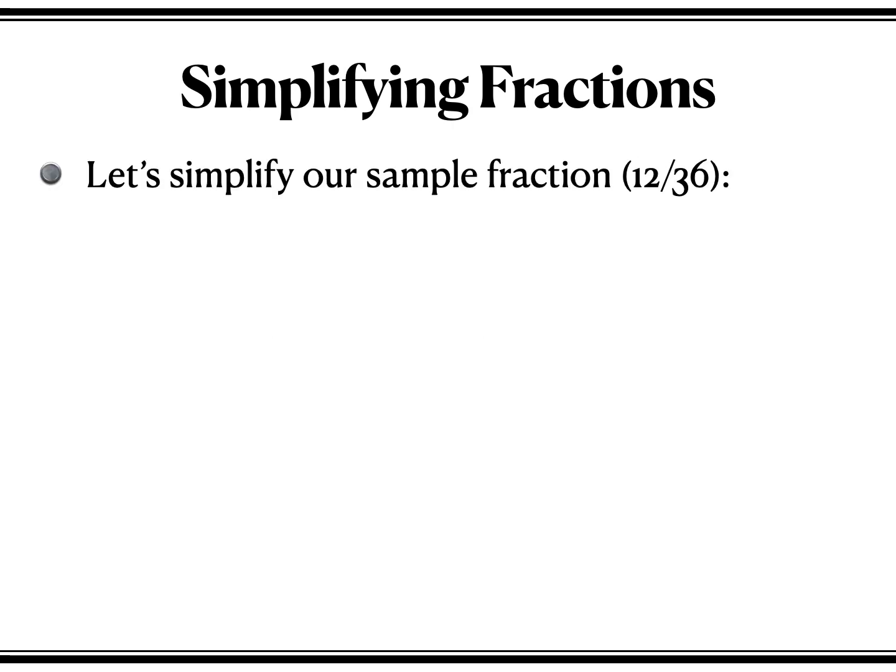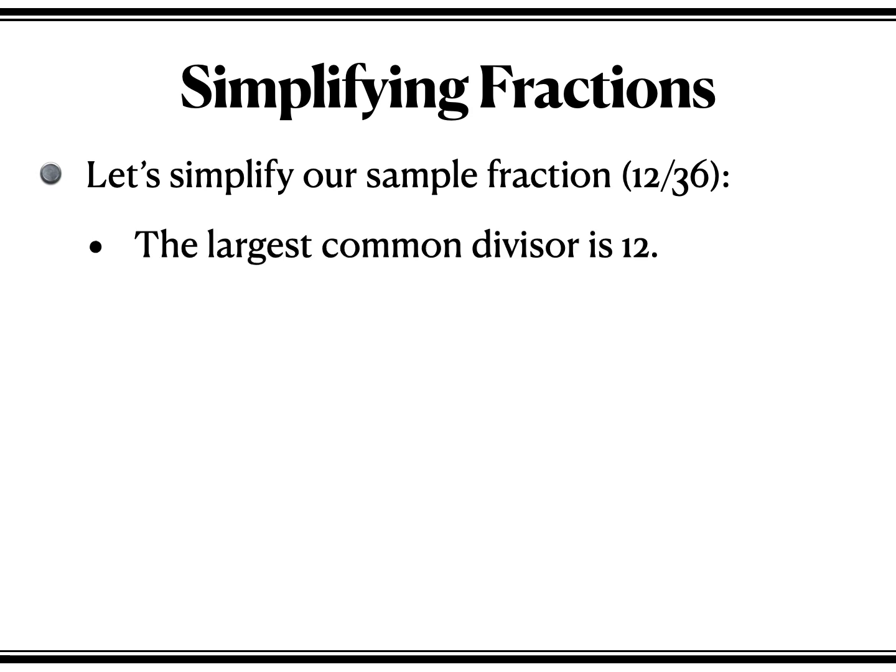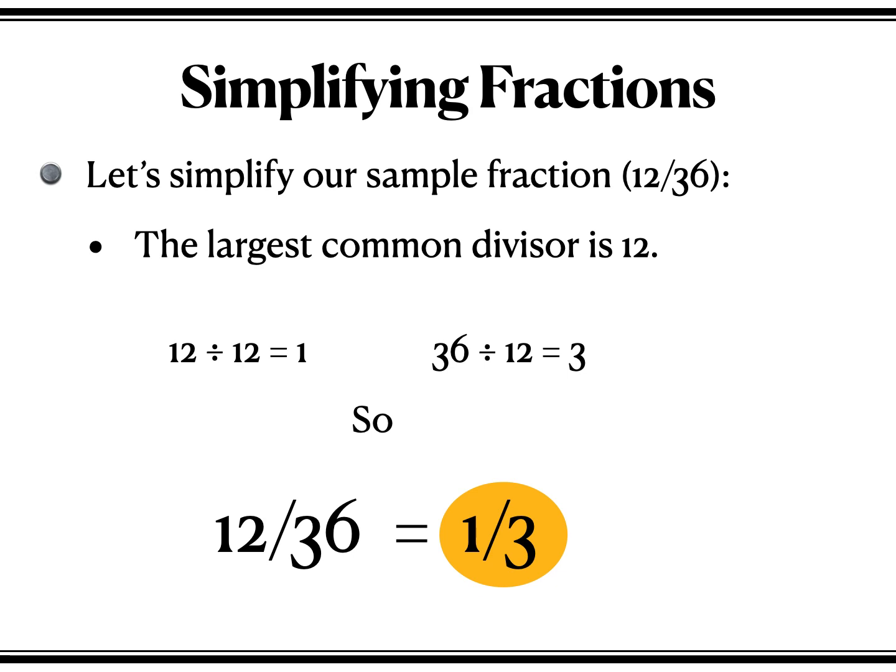So let's simplify our sample fraction that we mentioned of 12 over 36. The largest common divisor of both those numbers is 12. So if you do 12 divided by 12, 36 divided by 12, you're dividing both the top and the bottom by the same number. And we end up with 1 over 3, or 1/3. 1/3 is a lot easier to work with than 12 over 36. Definitely less painful.